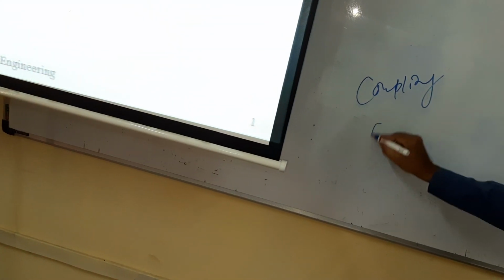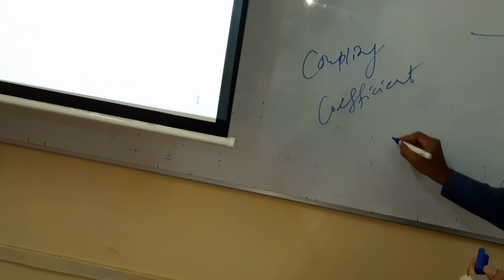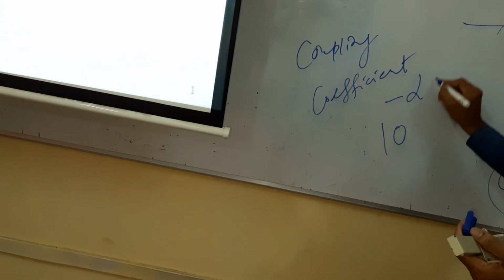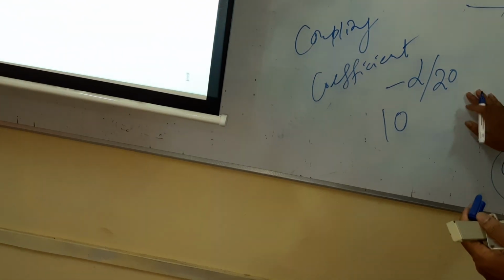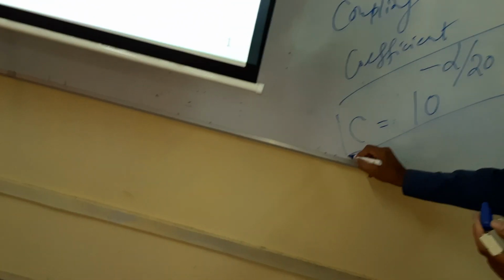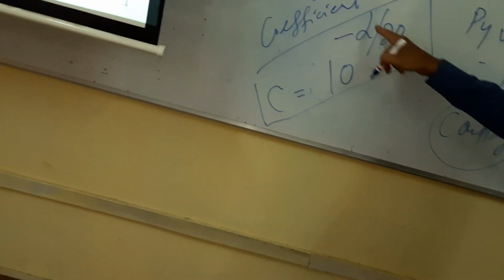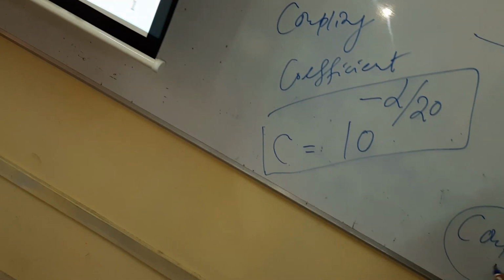Then the coupling coefficient is defined as 10 to the power minus alpha by 20, where alpha is the coupling in dB. This is in dB, so the dB cancels and this is unitless. 10 to the minus alpha by 20. This is called alpha.